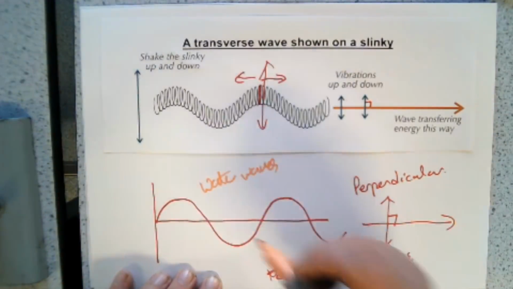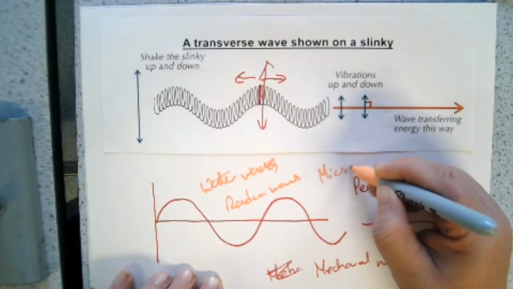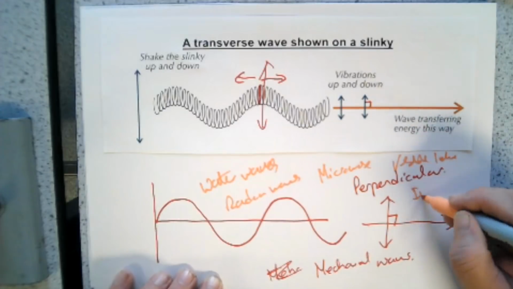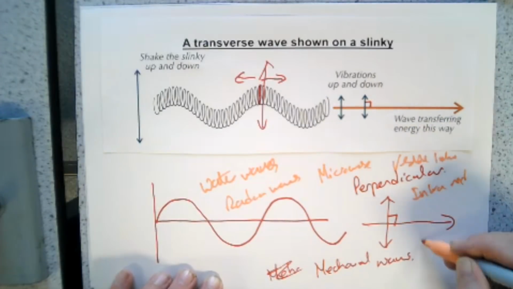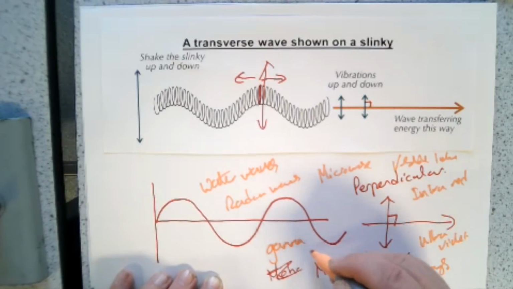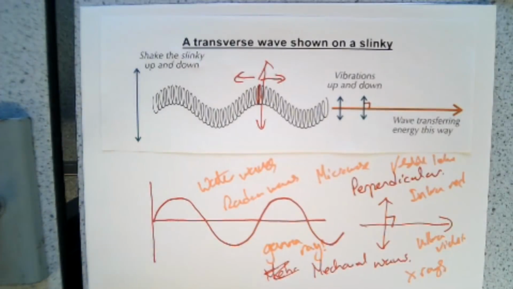You could say radio waves, microwaves, visible light, infrared, ultraviolet, X-rays, gamma rays, okay? Basically, any part of the electromagnetic spectrum and water waves are transverse waves, and they act in this way, that the particles vibrate up and down at right angles to the direction of energy transfer.